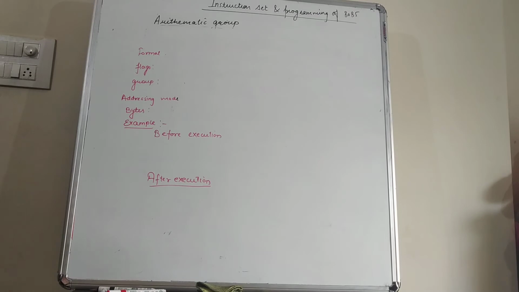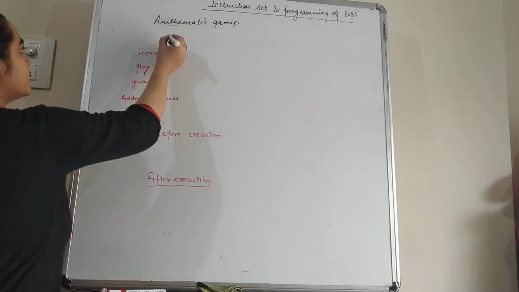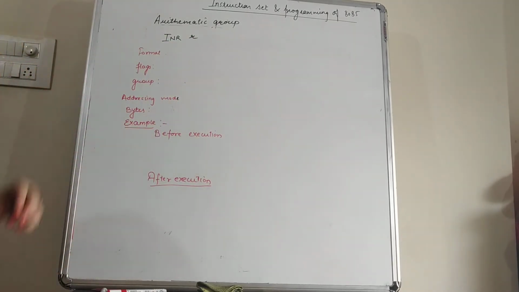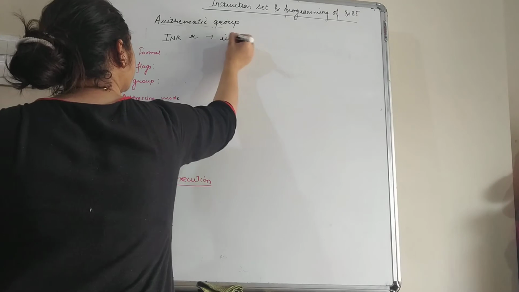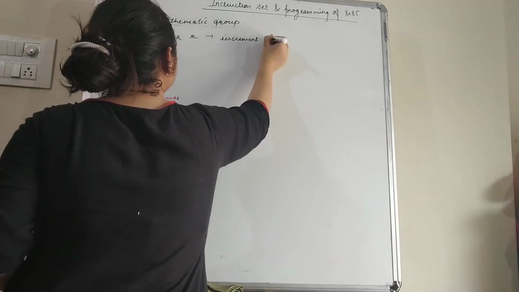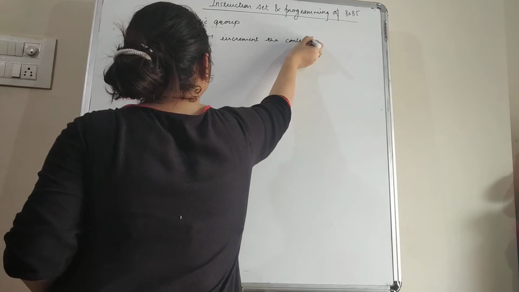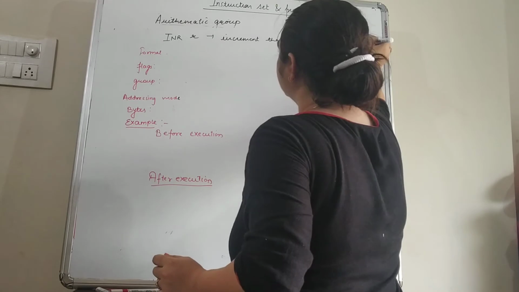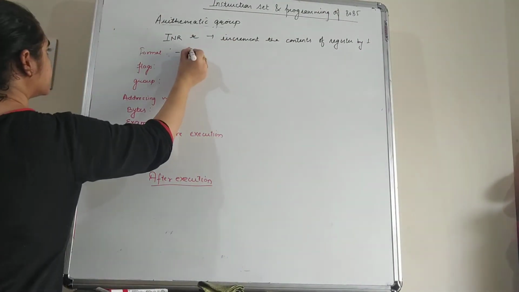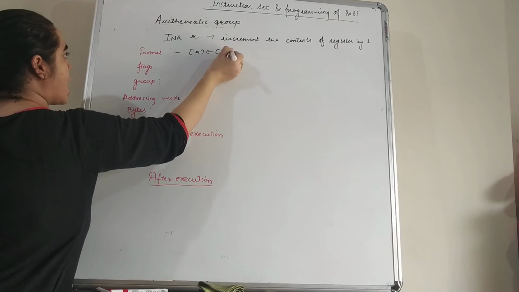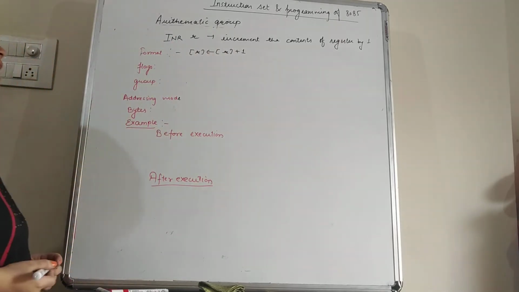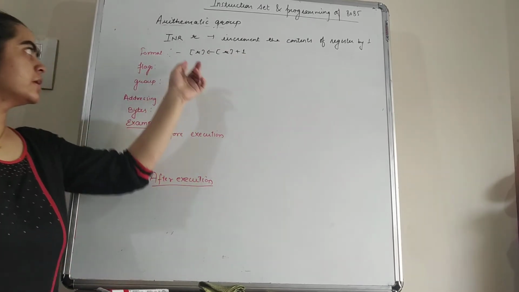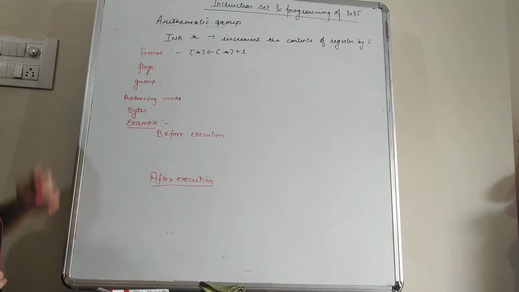The next instruction we have is increment the contents of the register by 1. So the meaning of this instruction is increment the contents of the register by 1, and the format of this instruction is INR R, that is R plus 1. Whatever contents are in the register are incremented by 1, and after incrementing, the result is again stored in that particular register.